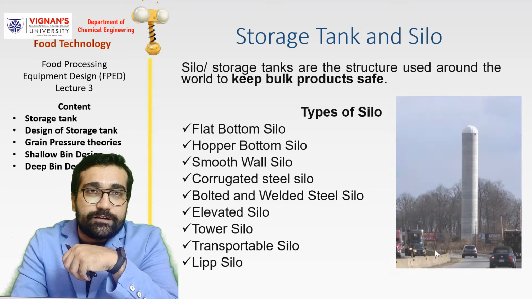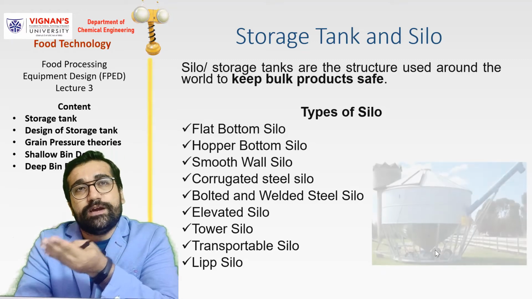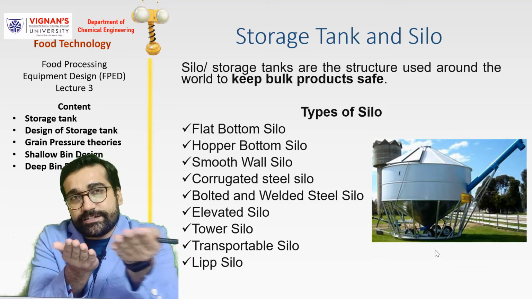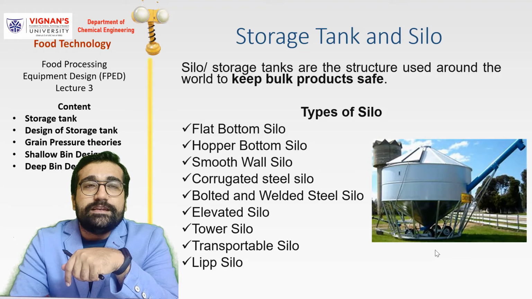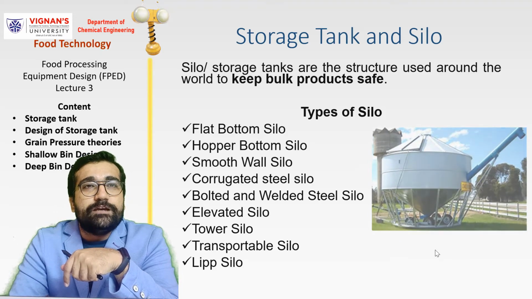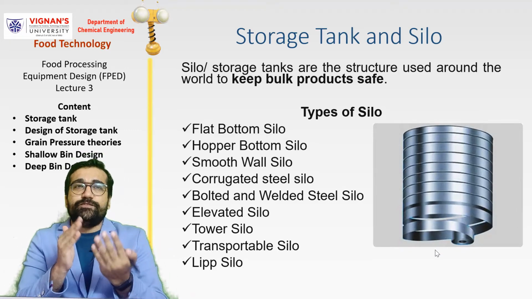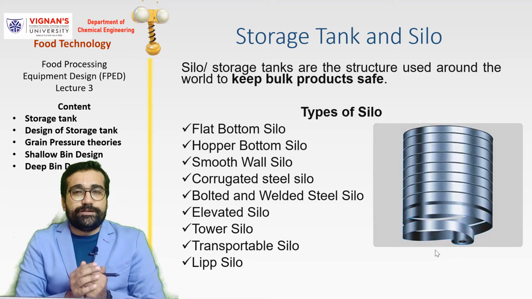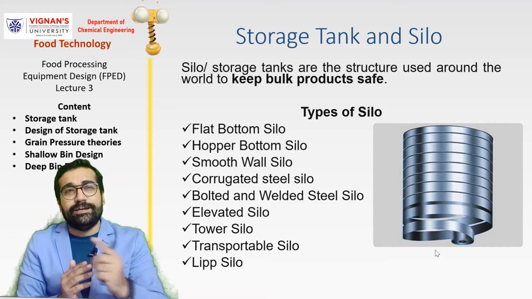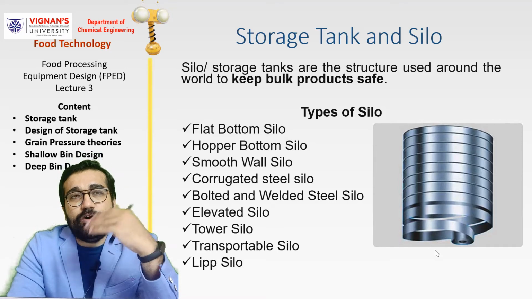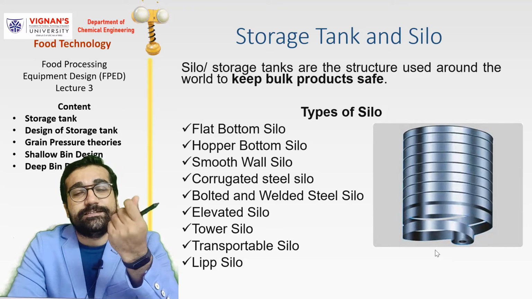Next come the transportable silos. Transportable silos can be transported from one place to another. These silos have tires at the bottom so that transportation is easy. The last one is the lip silo. A lip silo is made from a continuous roll of steel. With the help of this steel roll, the lip silo is formed as one continuous silo, with the strip welded. So we have seen the different types of storage tanks and silos.